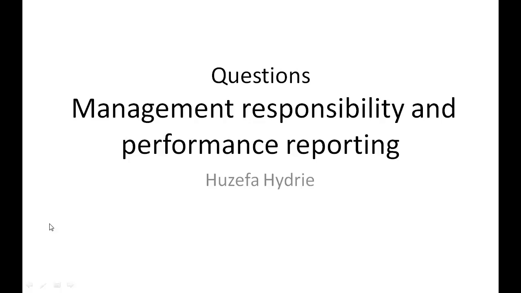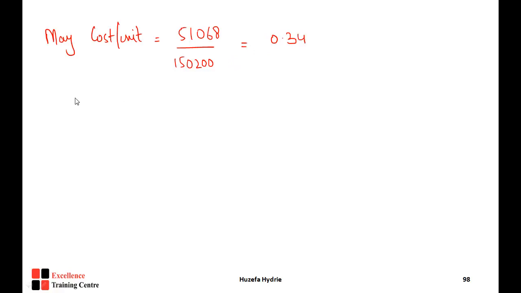No? Okay. Now, I'll solve this question for you guys over here. What 2 months is the examiner asking for? May and June. So, first of all, calculate cost per unit for May. For May, the cost per unit is 51,068 divided by 150,200. So that is 0.34.